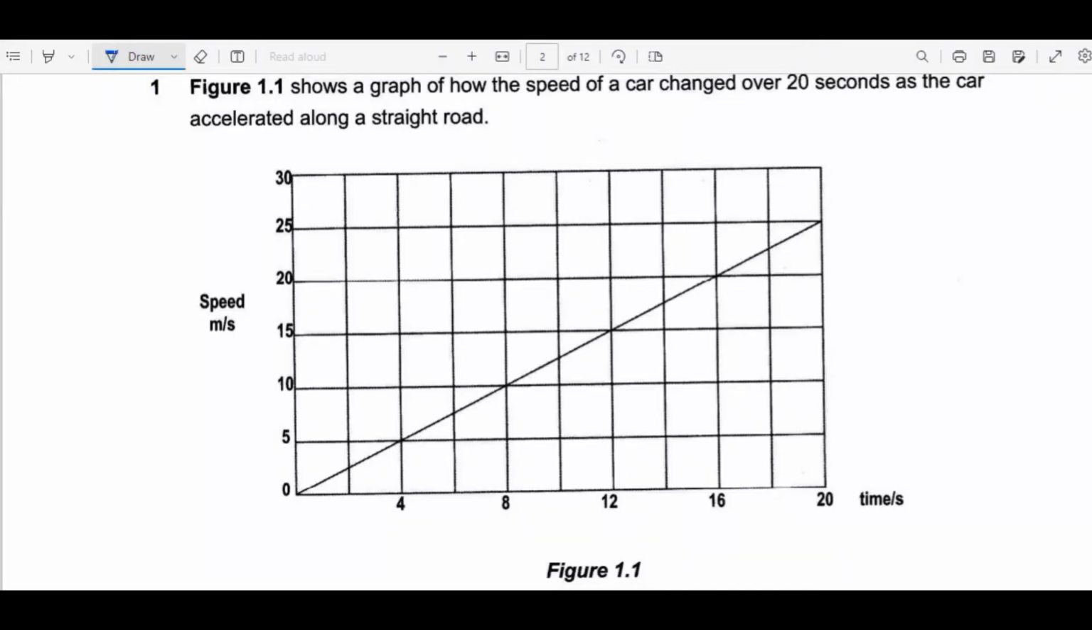Welcome friends. In this video we are going to focus on science paper 1 for the year 2009. That we have the first question. Figure 1.1 shows a graph of how the speed of the car changed over time over 20 seconds as the car accelerated along a straight road.